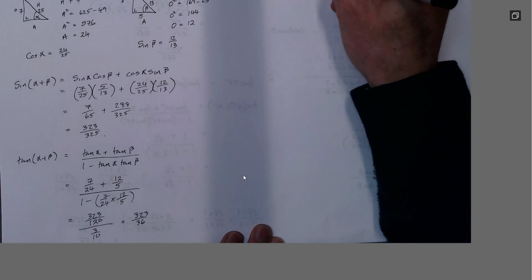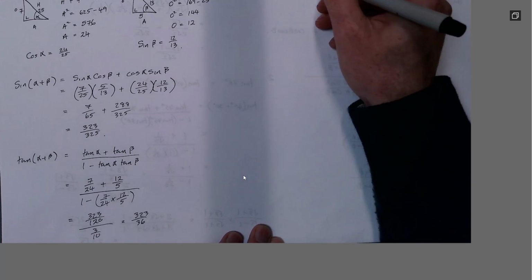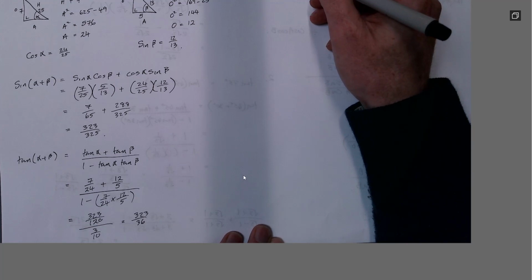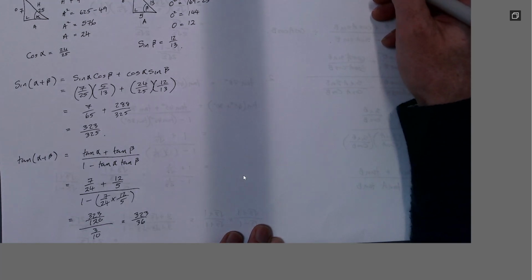Okay. So we use the formula for sine A plus B, which is sine A cos B plus cos A sine B. So sine 60 degrees times cos 45 degrees plus cos 60 times sine 45 degrees. Now sine 60 is square root 3 over 2, times cos 45, which is 1 over square root 2, plus cos 60 times sine 45, which is 1 over square root 2.